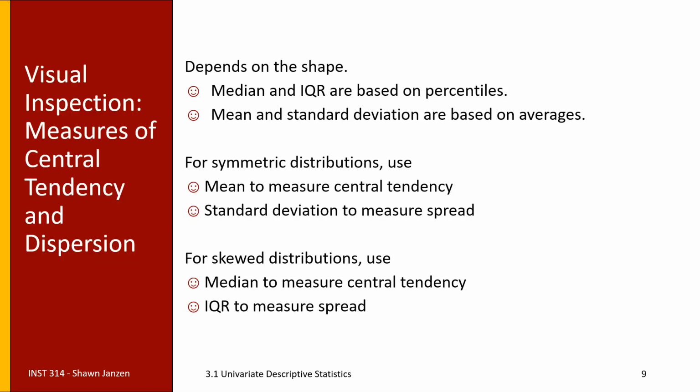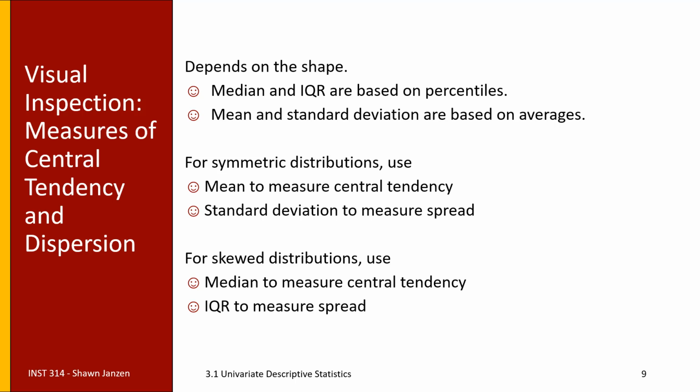When we're looking at measures of central tendency and dispersion as they relate to some of the graphs, if it's going to be skewed or not and which ones are which, think about it with the shape. The median and the IQR are based on percentiles, whereas the mean and standard deviation are based on averages. This is going to cause a relationship when we are talking about the skew and where the high ends are, and the median is more robust against skew than the mean.